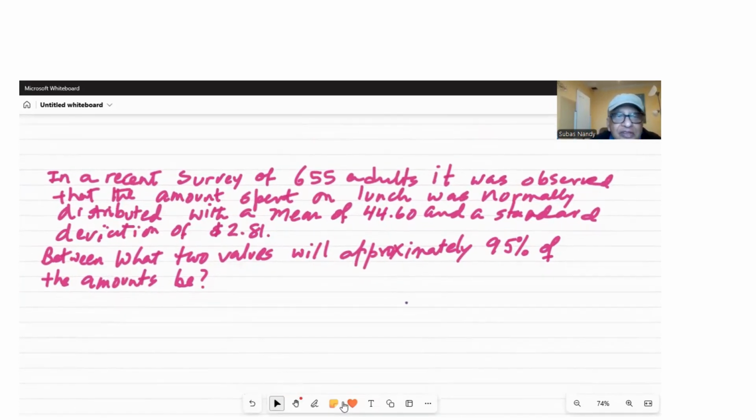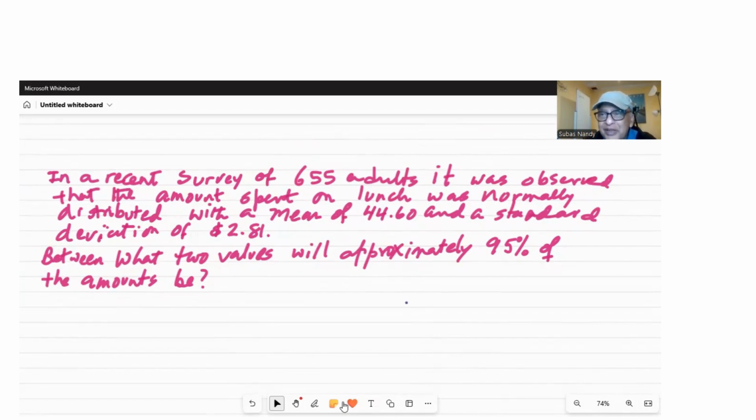In a recent survey of 655 adults, it was observed that the amount spent on lunch was normally distributed with a mean of $44.60 and a standard deviation of $2.81. Between what two values will approximately 95% of the amounts be?